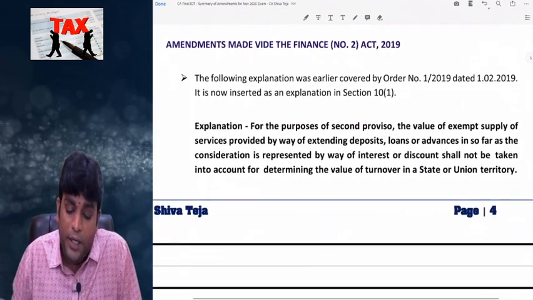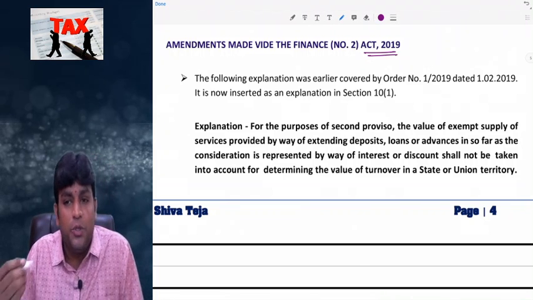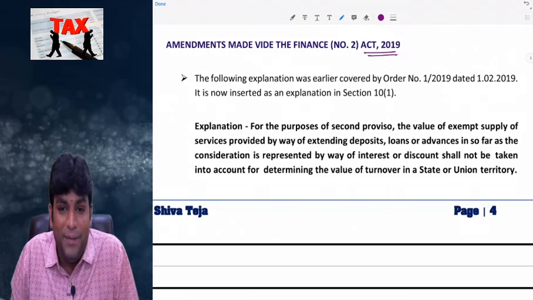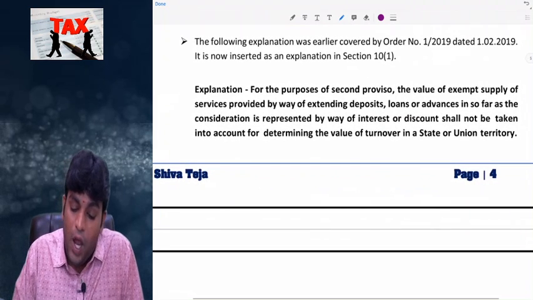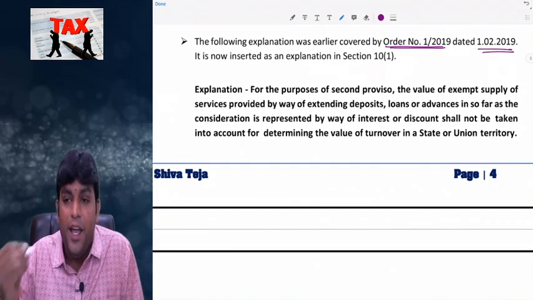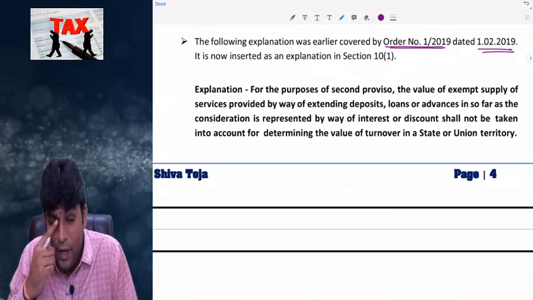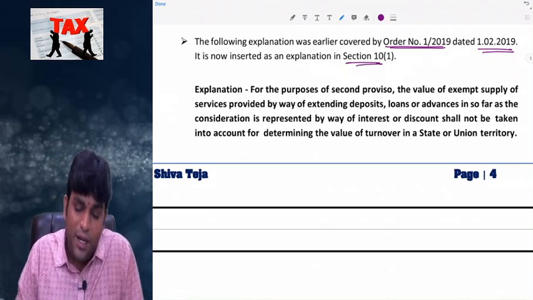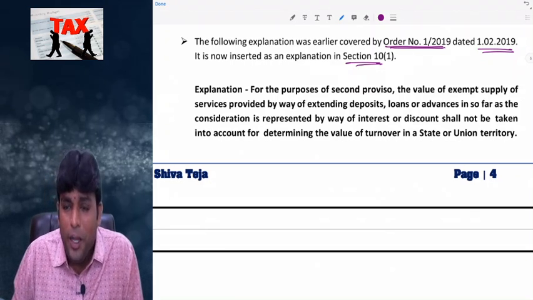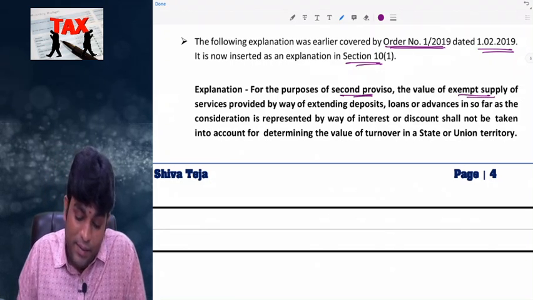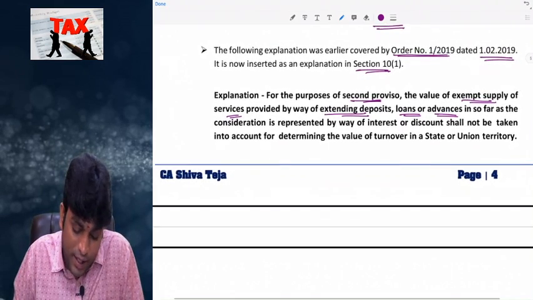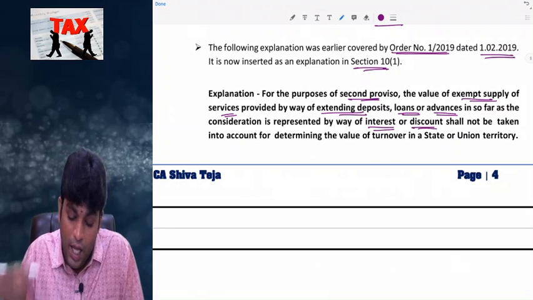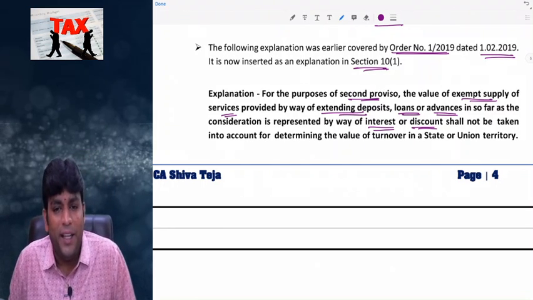Next, a few important amendments brought by Finance Act 2019. They are also a part of your amendment story. This is also required to learn. The following explanation was earlier covered by Order number 1 by 2019 dated 1st February 2019 and is now inserted as an explanation in section 10.1. Now what is that? For the purpose of second proviso, the value of exempt supply of service provided by way of extending deposits, loans or advances insofar as the consideration is represented by way of interest or discount shall not be taken into account for determining the value of turnover.